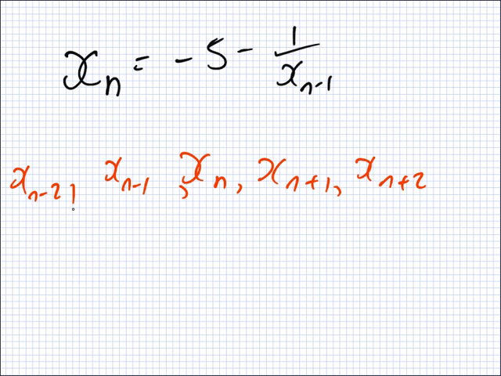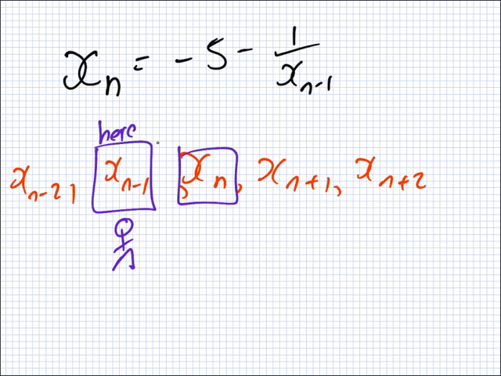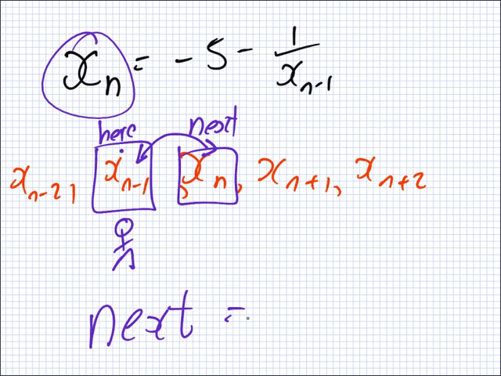Now, which terms are being used in my recursive formula? xn and xn minus 1. Now, where will I imagine I'm standing in the sequence? I'm standing here, and my formula is giving me a relationship between this and this. So I'll call this here, and then I'll call this next. Now, if I go back to the formula, let's translate it into English. What is this representing? The next term is equal to minus 5 minus 1 over the term that I'm currently at.